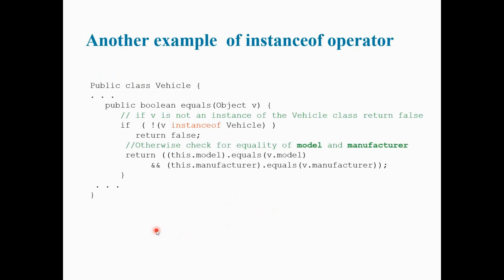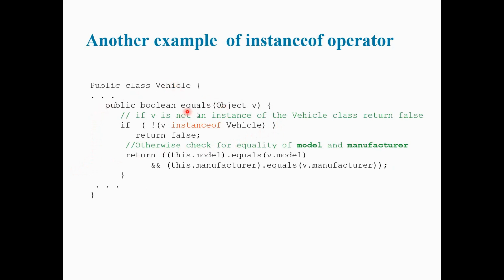So what we often use instanceof for is in a more complete equals method. In general, up till now, we have just done the bottom line, this part down here. We assume that v in this example is a Vehicle type. And that's probably not a bad assumption.